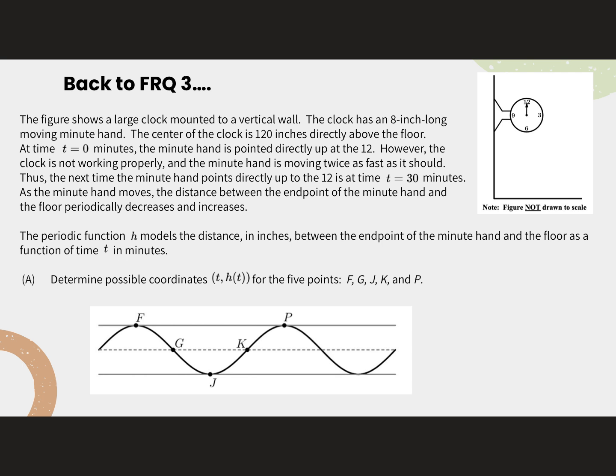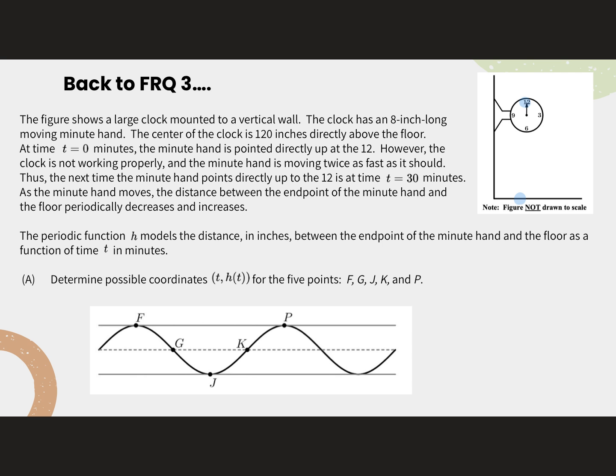All right, for our last example, we're going to go back to FRQ3, and we're going to look at a scenario we've previously looked at. We're going to practice some of those same skills as we've been practicing throughout Unit 3, but we're going to add in some of these new features at the end. So the scenario we're going to look at is this clock that's mounted to the wall, where we're tracking the distance between the end of the minute hand and the ground over time.